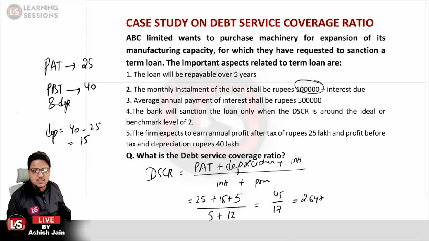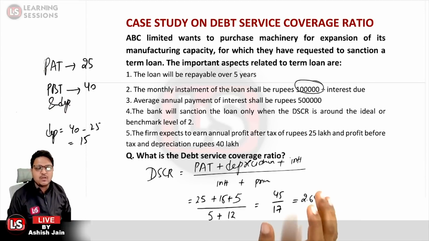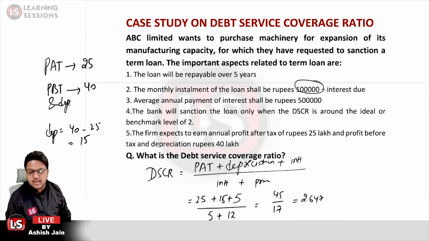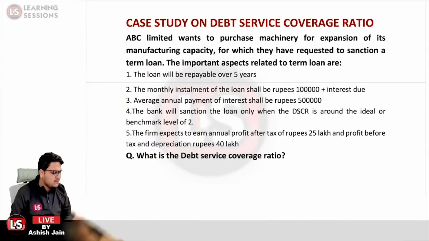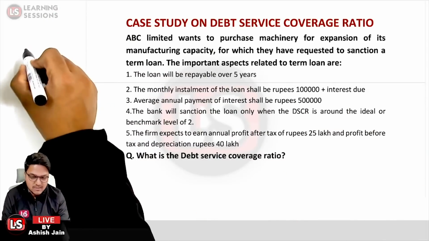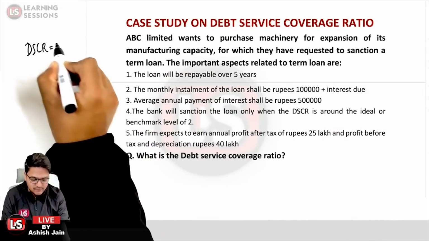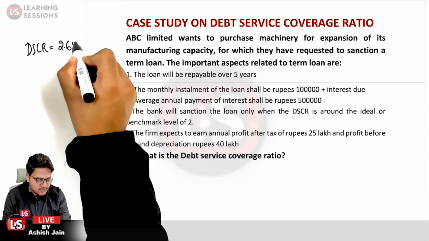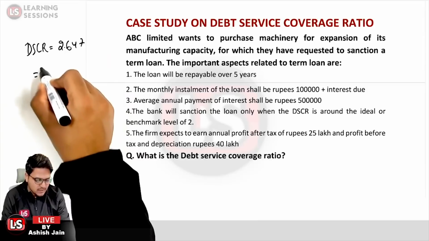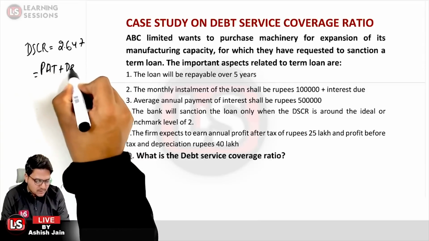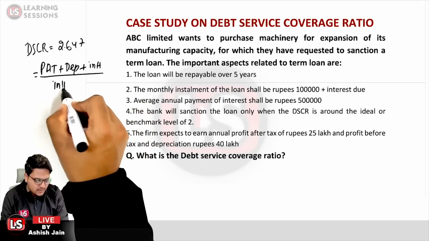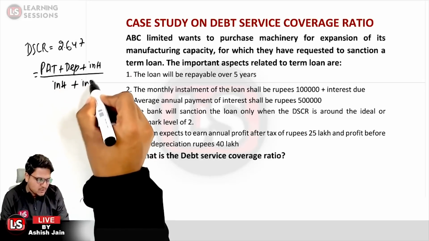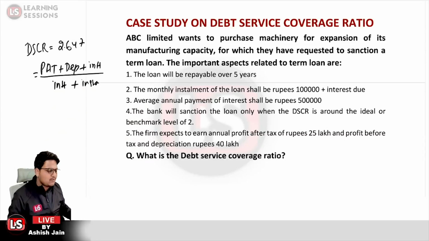So can the loan be sanctioned in this particular case? Yes, definitely we can sanction the loan, because we are in a very comfortable position here, and it is above the benchmark as per the bank's policies and procedures. The DSCR which comes out here is 2.647. And what was the formula? It was profit after tax plus depreciation plus the interest amount, divided by the annual interest plus the annual installments to be paid. Is that clear? So that is the formula. Now let's move to the next question.